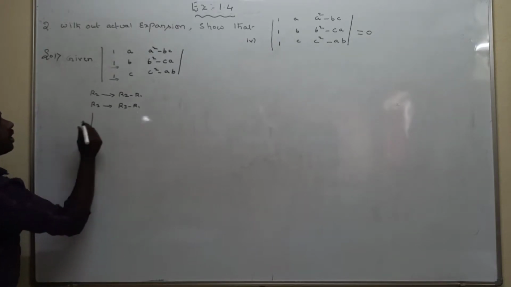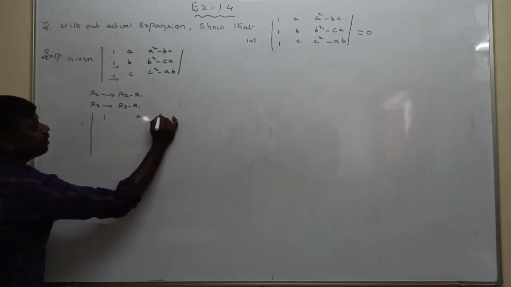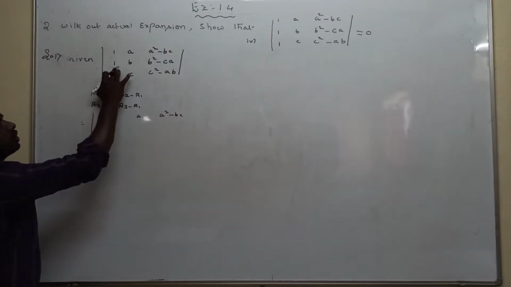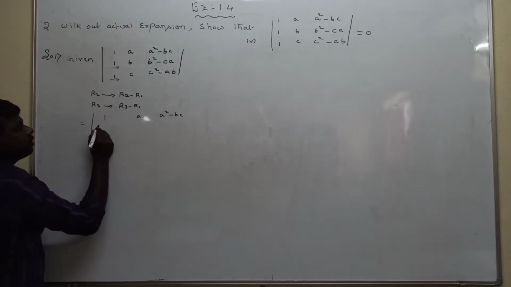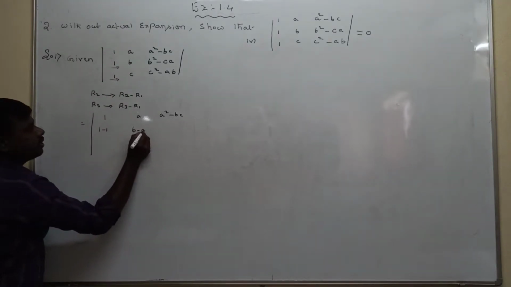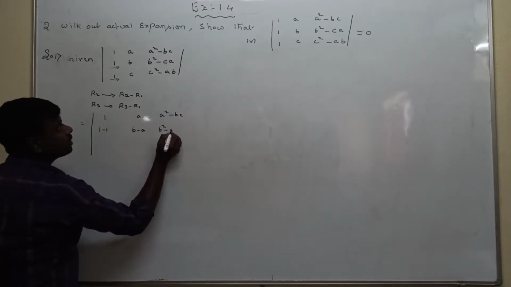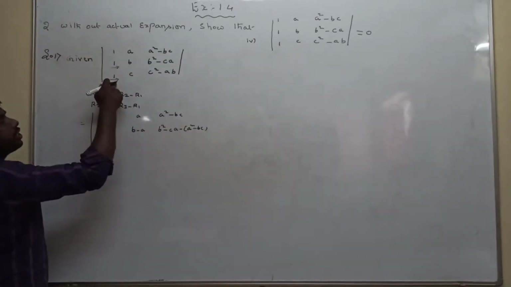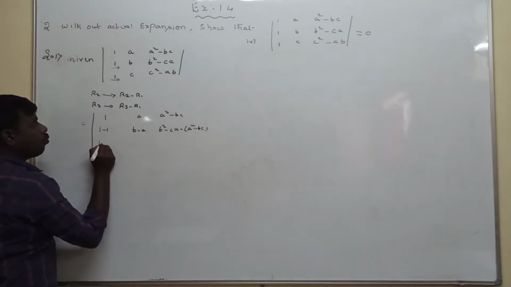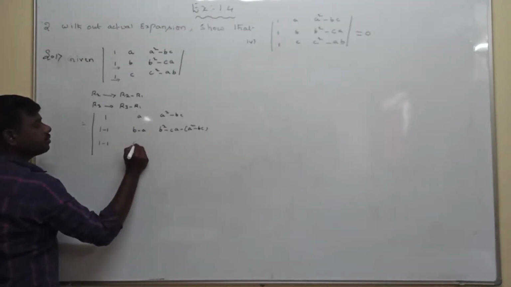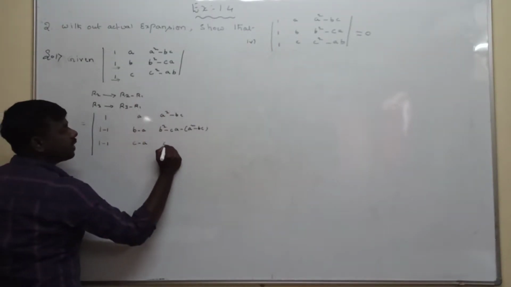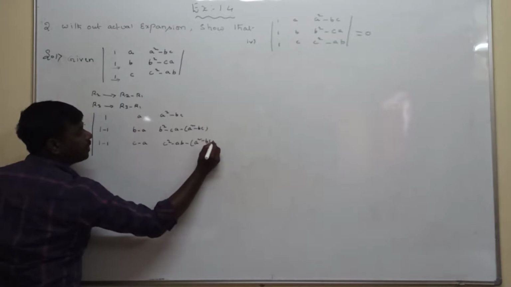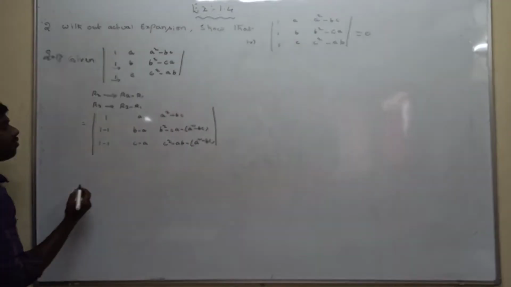The first row does not change, so we write it as it is: 1 1 1 and a square minus bc. Now we apply this condition. r2 changes to r2 minus r1: 1 minus 1, b minus a, next b square minus ca minus of a square minus bc. Next r3 changes to r3 minus r1: 1 minus 1, c minus a, next c square minus ab minus of a square minus bc. Now simplify these determinant values.